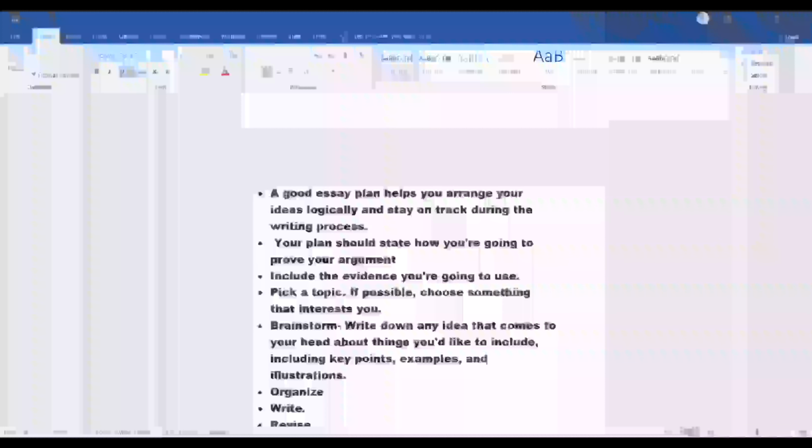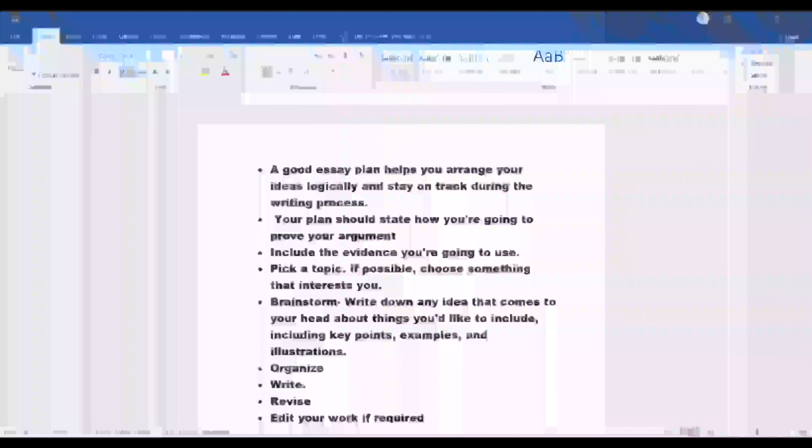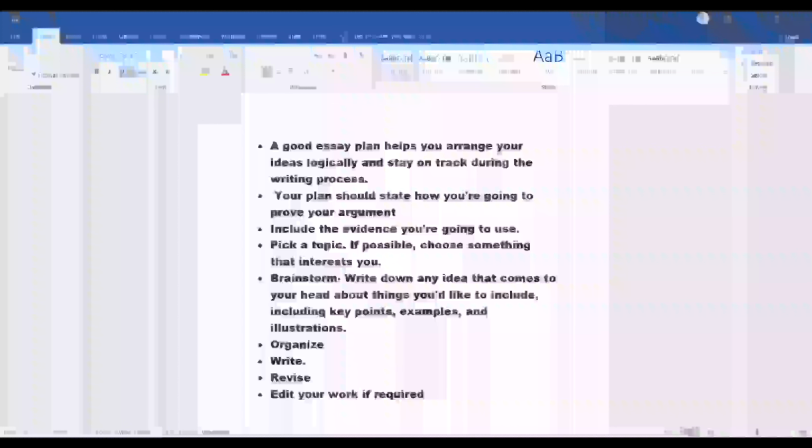you need not deviate from, distract yourself from that. Okay, the second pointer: your plan should state how you are going to prove your argument. You need to write down each and every detail about your topic. Third one, include the evidence you're going to use. Evidence, or the proof, what do we mean by that? It means all the details and all the instances, the situation or the circumstance relating to the topic, that you can include here.